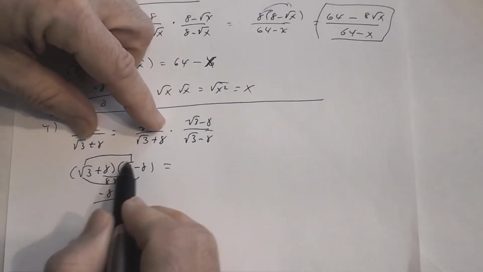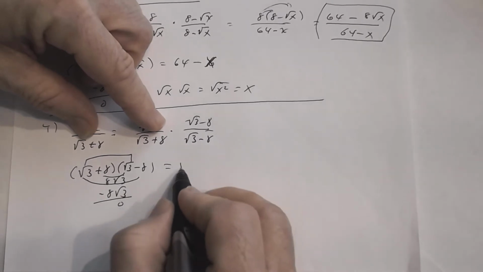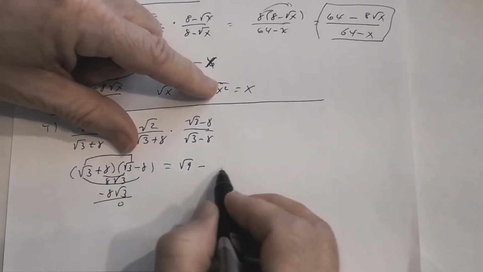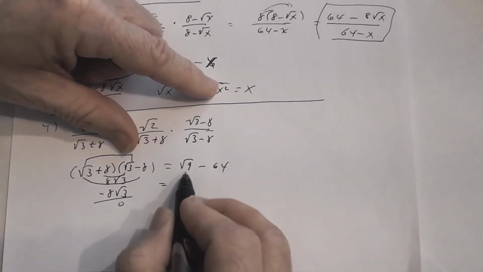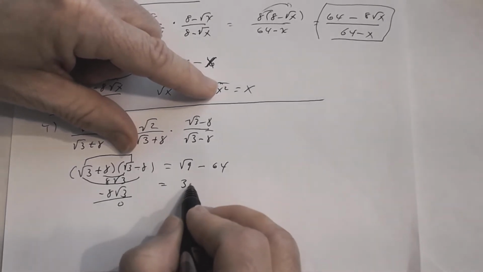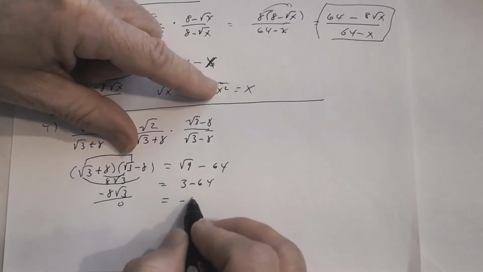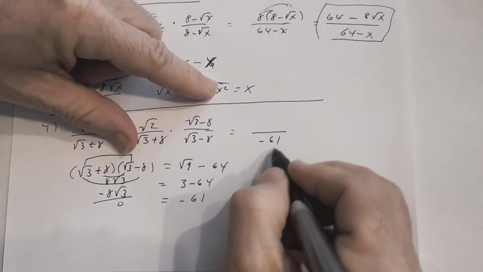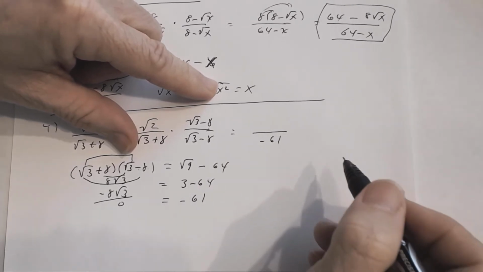So the first, a square root of 3 times square root of 3 is a square root of 9. A positive times a negative is a negative, and then 8 times 8 is 64. So this becomes square root of 9, which is 3, and 3 minus 64 is a negative 61. So that's the denominator. And so notice that negative 61 is a rational number.